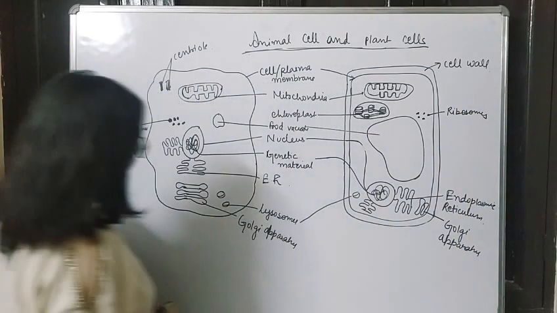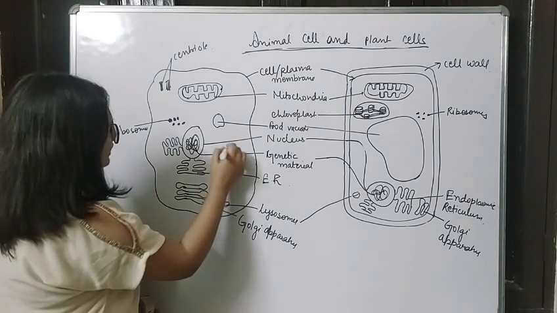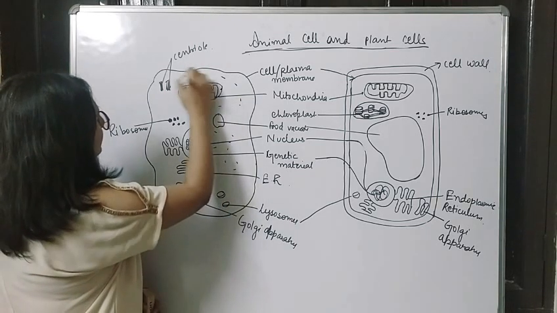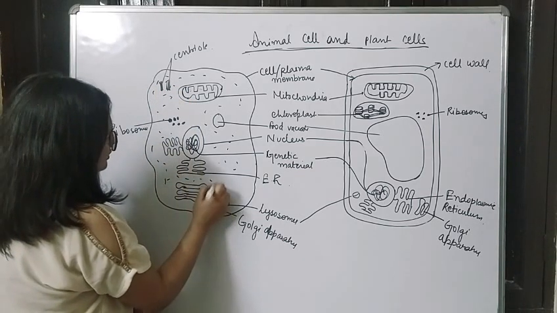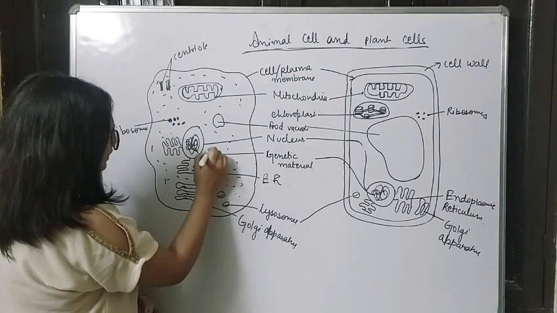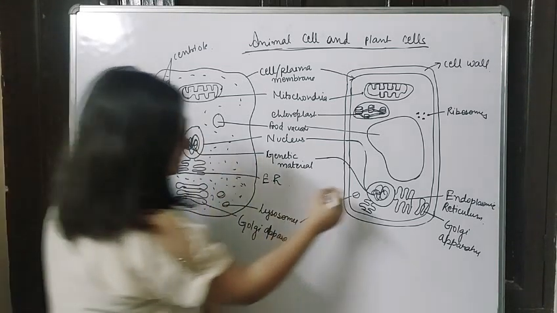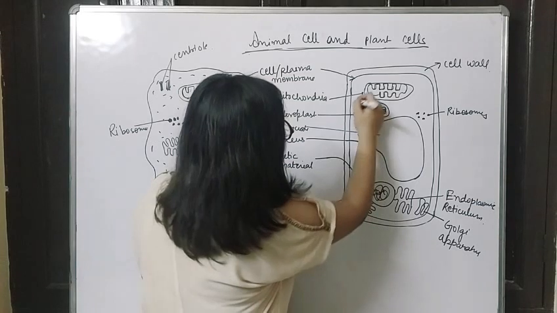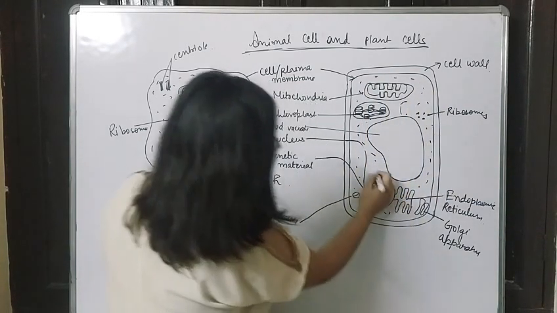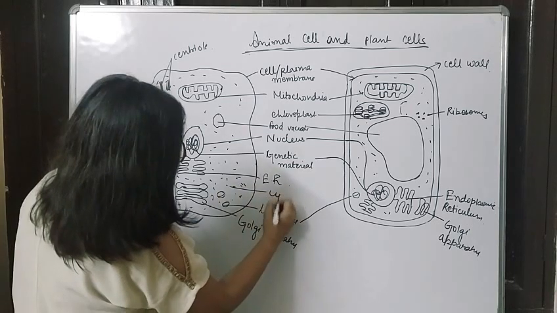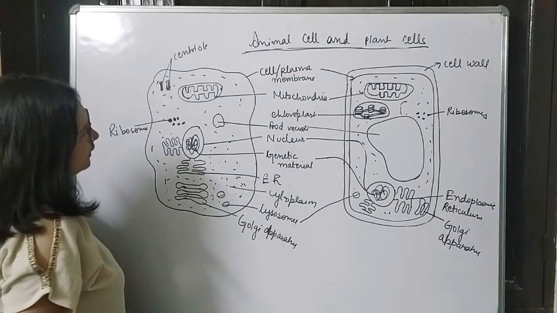Fine. Then what is left now? Yes. Now the jelly-like substance that is present here, see, your cell is not empty. Organelles are there, and all the organelles are basically present in this jelly-like substance which is known as cytoplasm. So here you have cytoplasm. So this is your cytoplasm.